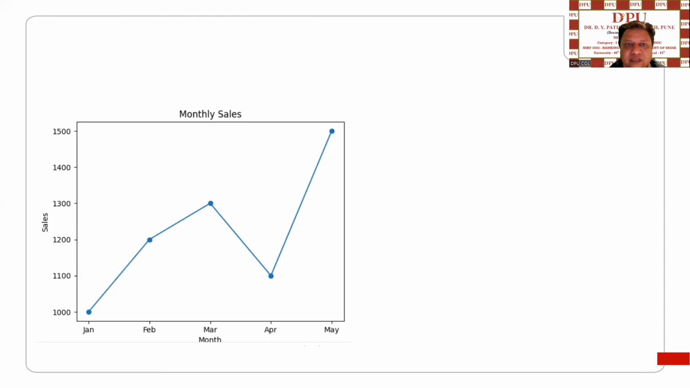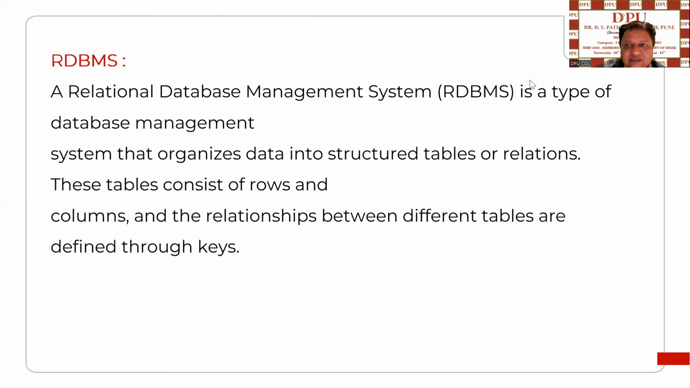First, we'll learn about the fundamentals of RDBMS, what RDBMS is, and how we can work with it. When we talk about RDBMS, we are talking about the Relational Database Management System, which is a type of database management system. For example, Oracle is an RDBMS and SQL Server is an RDBMS. An RDBMS is basically a relational database management system.